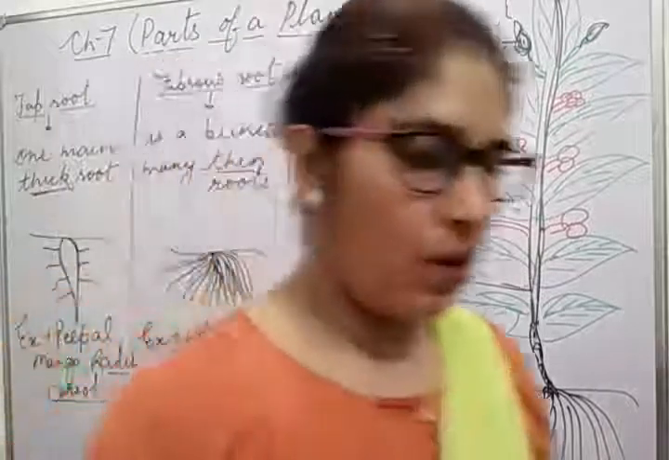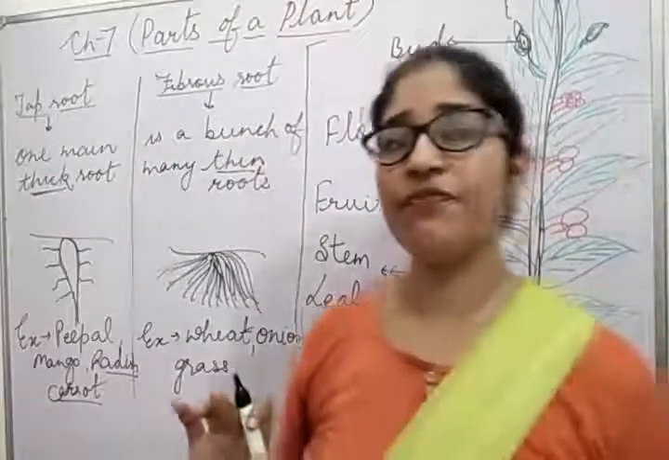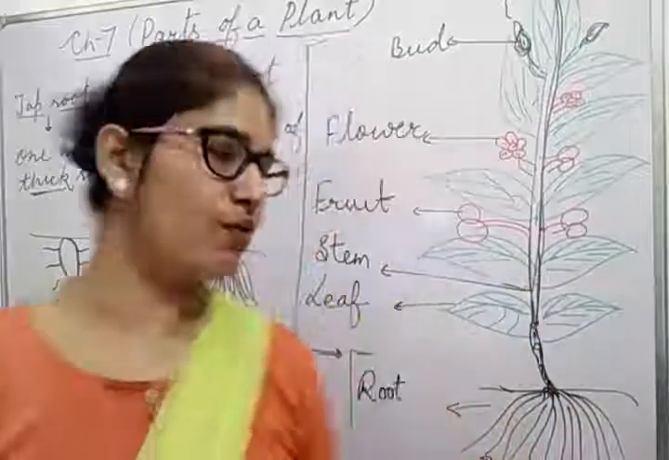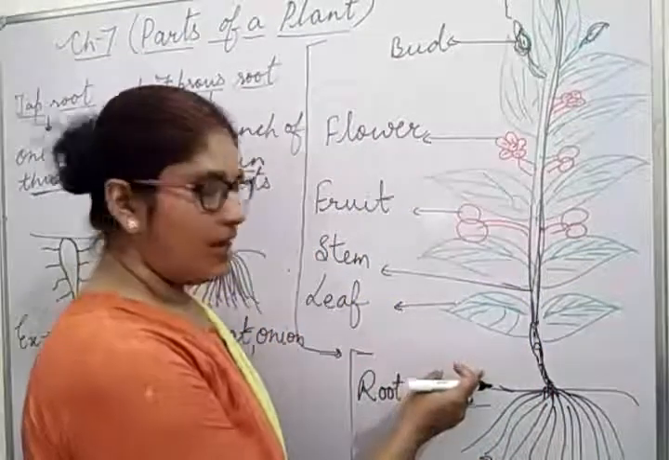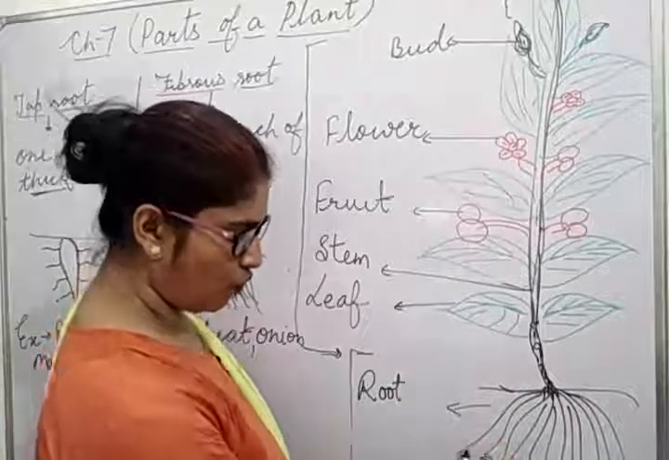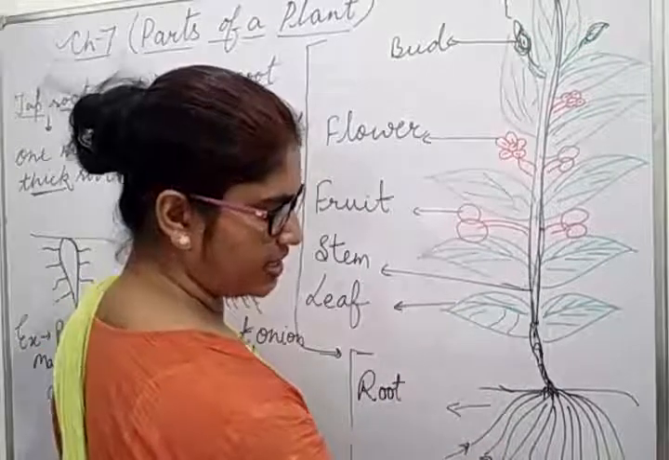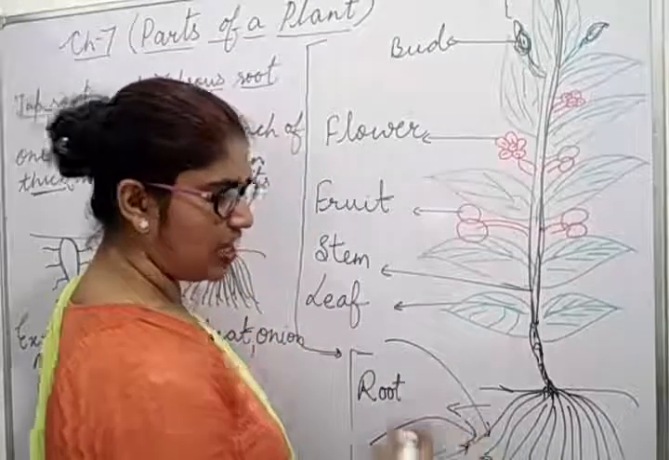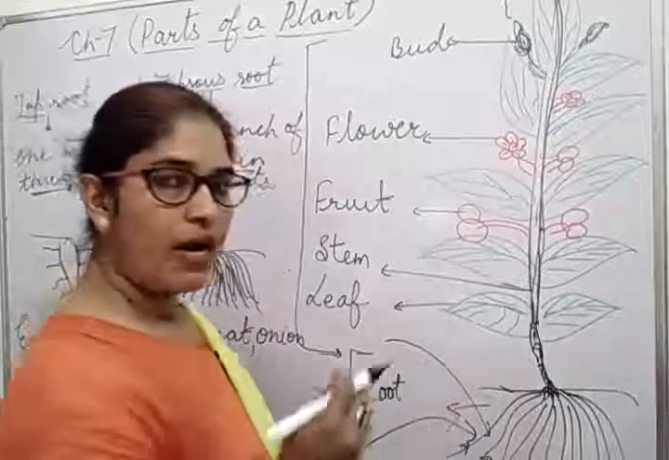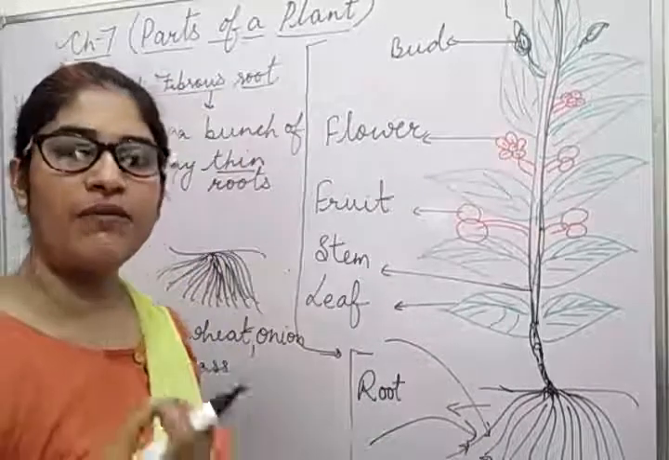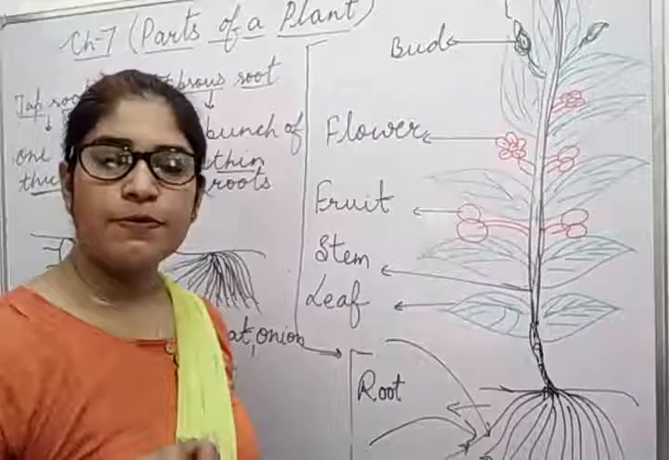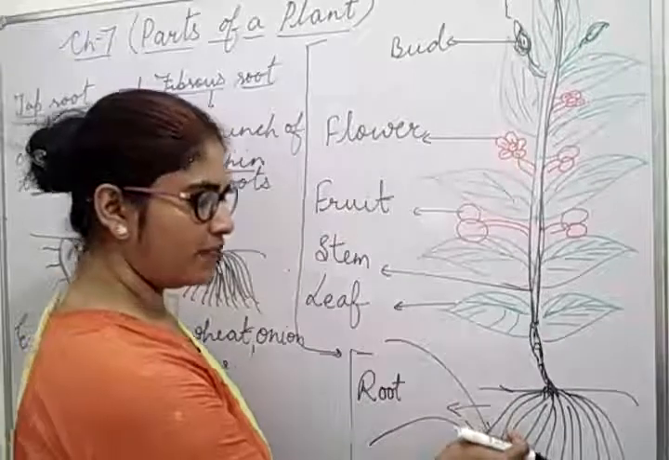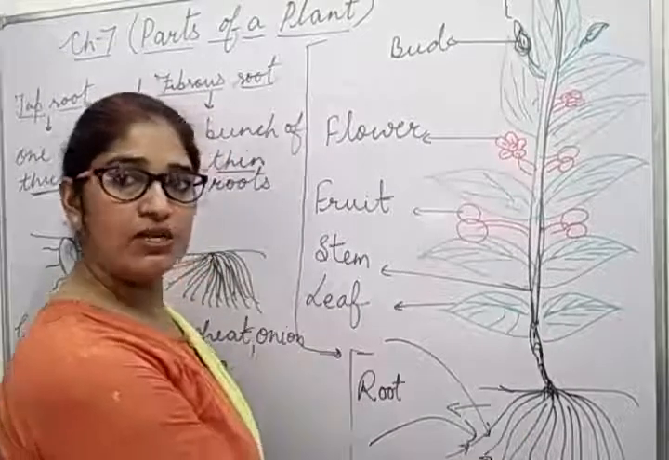Okay, children, now we will study the function of roots. अब इन roots के function क्या होते हैं? Basically, what are the functions of root? As you can see in this plant, roots are here. What is the function of roots, beta? We give water to the plant, we are doing irrigation. Then which part of the plant absorbs that water and minerals from the soil? Especially the roots do this. So the first main function of the roots is that they absorb water and minerals from the soil.